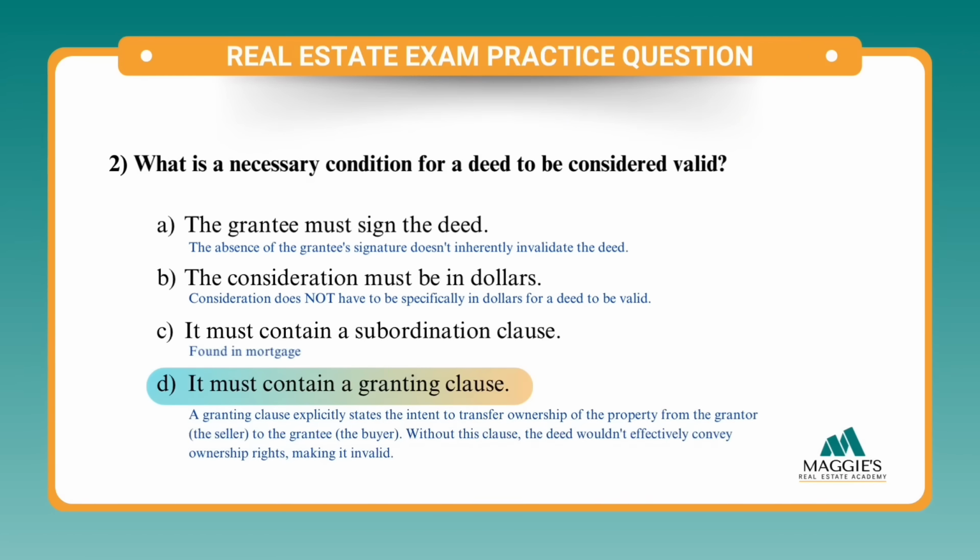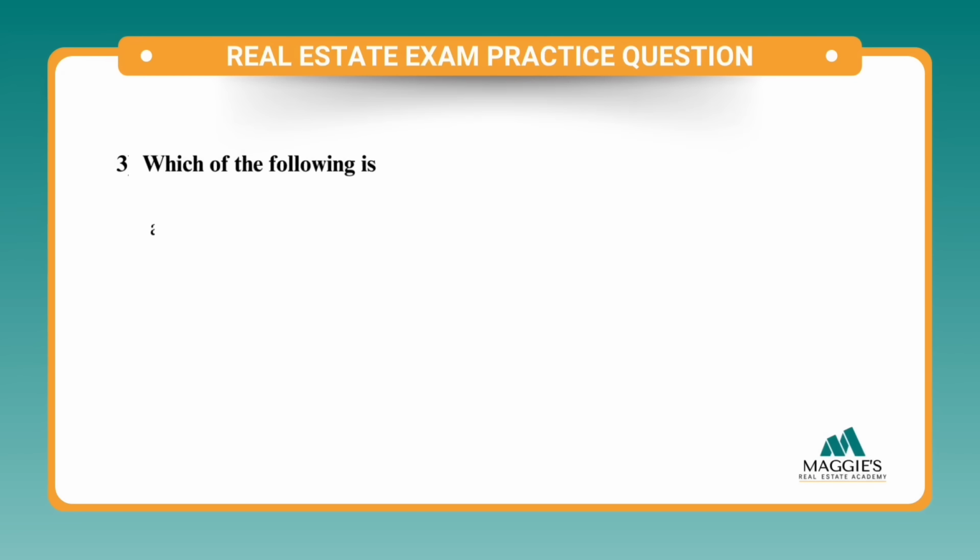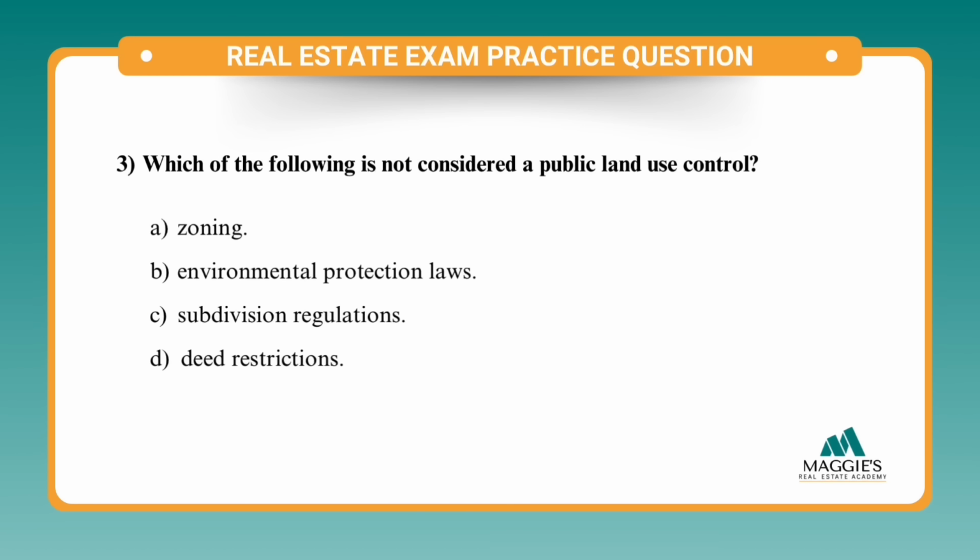And letter C, it must contain a subordination clause. Well, a subordination clause, remember, is found in mortgage agreements typically, and it deals with the priority of liens on the property. Number 3, which of the following is not considered a public land use control? Is it A, zoning, B, environmental protection laws, C, subdivision regulations, or D, deed restrictions?